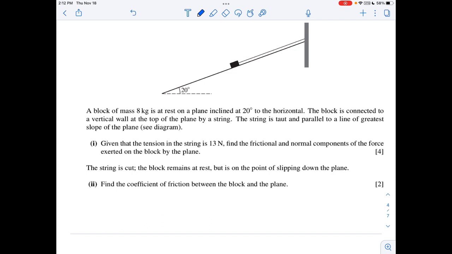So the weight is 20. So immediately what am I going to do? The weight is 8 kgs. I am going to draw one component parallel to the plane, which is 8g sine 20, and one perpendicular to the plane, which is 8g cos 20. So my forward force is only 8g sine 20.